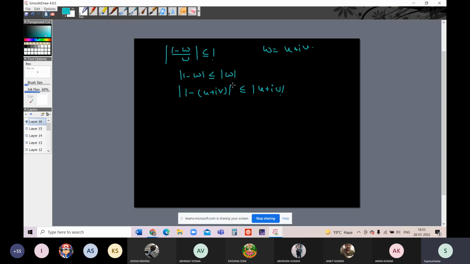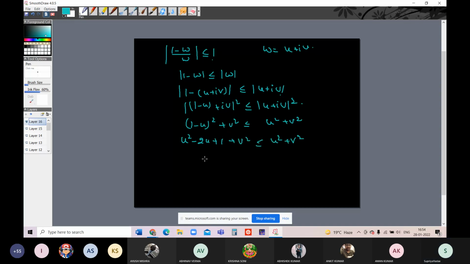Taking both sides the square, we can write |1 − (u + iv)|² ≤ |u + iv|². This gives (1 − u)² + v² ≤ u² + v². Now solving it, u² − 2u + 1 + v² ≤ u² + v². Cancelling these two terms, we can write 1 ≤ 2u, or u ≥ 1/2.